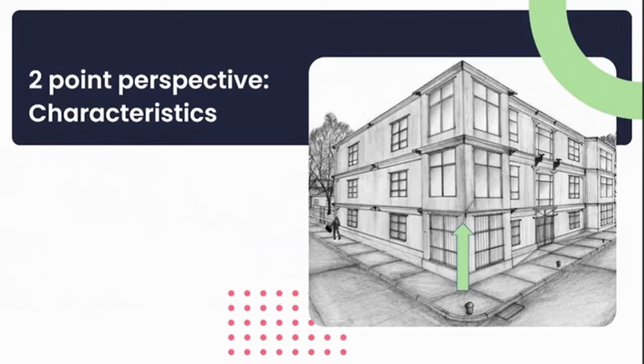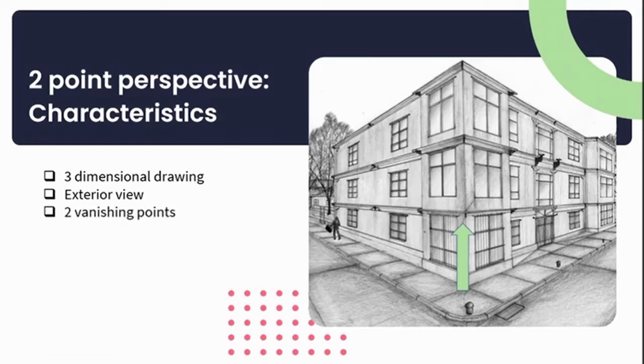Let's take a look at this example on our screen of another two-point perspective drawing, and let's see if we can list some of the characteristics learnt above. We can see that it's a three-dimensional drawing. It's an exterior view, but we are able to see quite a lot of detail in this view. I can see two vanishing points. Are you guys able to see them?